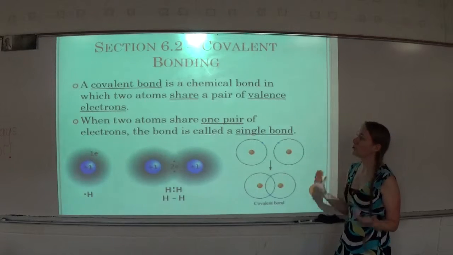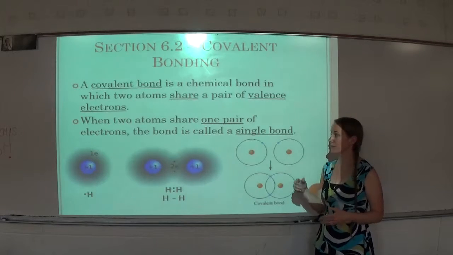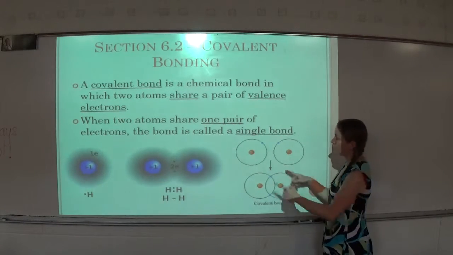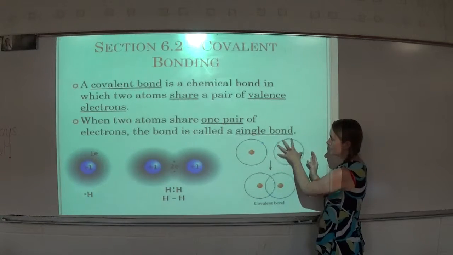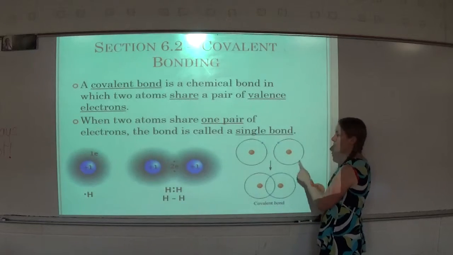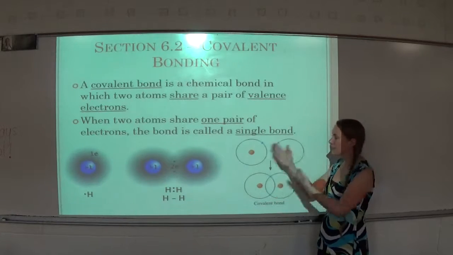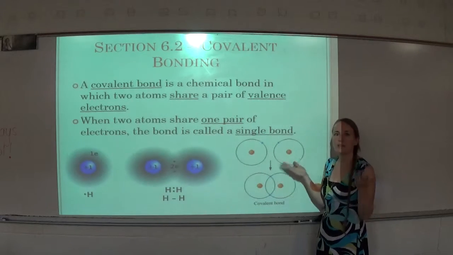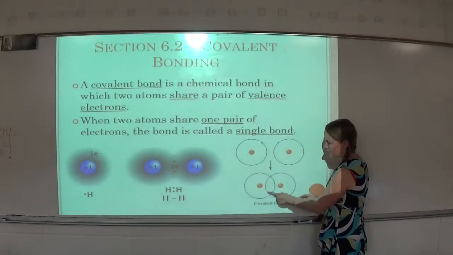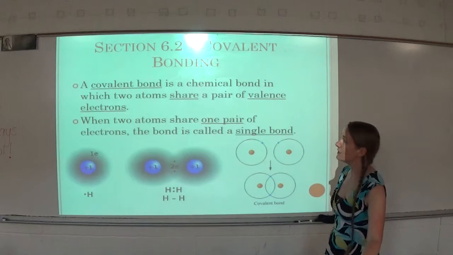When two atoms share one pair of electrons, the bond is called a single bond. It's drawn as a dash, which we'll talk about later. Remember, the first energy level holds 2 electrons. This one needs one more, but this one also needs one more. They both need one more, so they can't do a transfer of electrons, or neither of them is going to be happy. So they share those 2 electrons. Now they both have the 2 electrons to make them stable. So sharing electrons is a covalent bond.